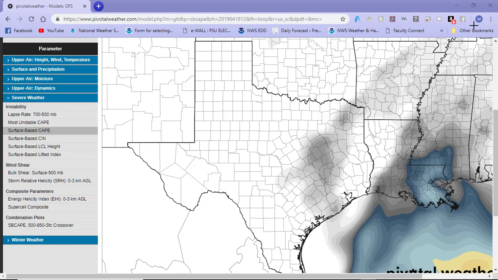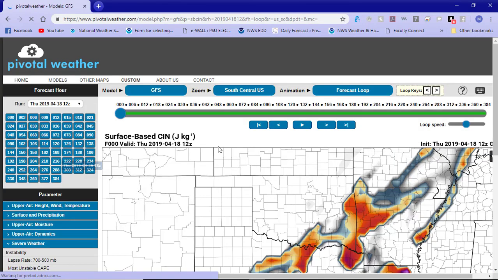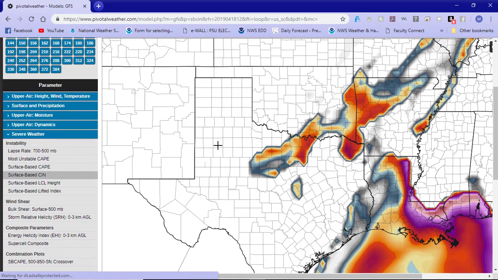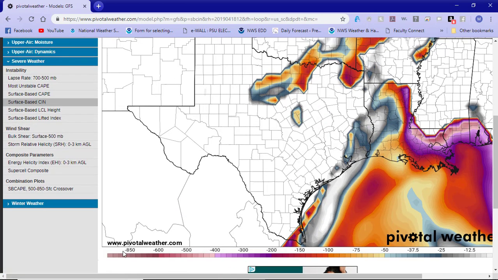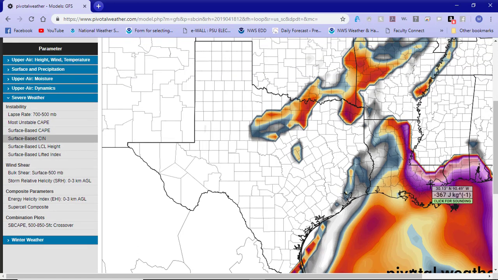Now another parameter I want to look at is what we call surface-based CIN. CIN is that capping inversion. It stands for convective inhibition, and it is the capping inversion that we talked about in the previous video. Here what you notice is a bunch of negative numbers. A more positive number would indicate a stronger capping inversion, and the more negative numbers you have, the more willing air is to rise.